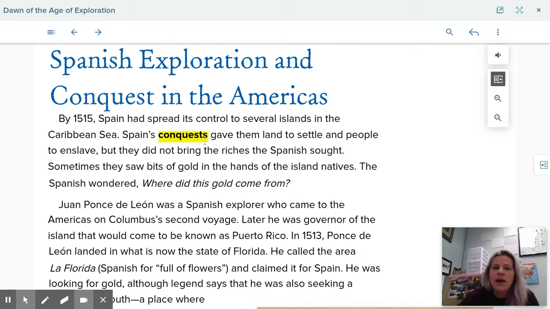So when we talk about conquest, that's pretty much somebody going over and staking their claim in some place. They just pretty much said, hey, we're taking this land, we're conquering it, and this is now our land. So that's what conquest means.